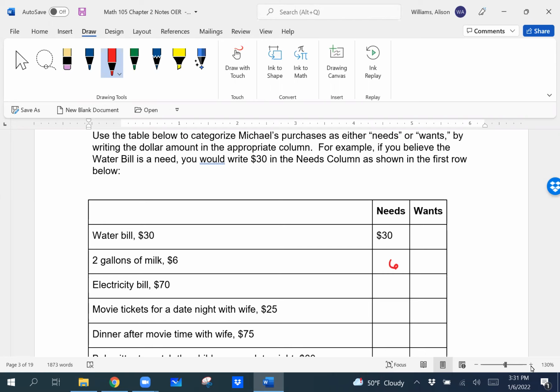But also, most people who cook from home, milk is one of those ingredients that are kind of needed. Electric bill, yeah, you need electricity, so we'll put that as a need. I'm going to drop putting the dollar sign just for the sake of writing. Movie tickets for a date night, that's a want. I know, but there are cheaper things you can do than go to the movies. Dinner after for 75 bucks, heck no, that's a want.